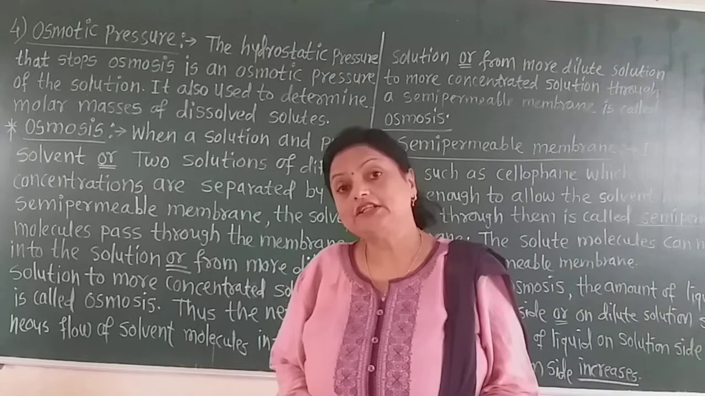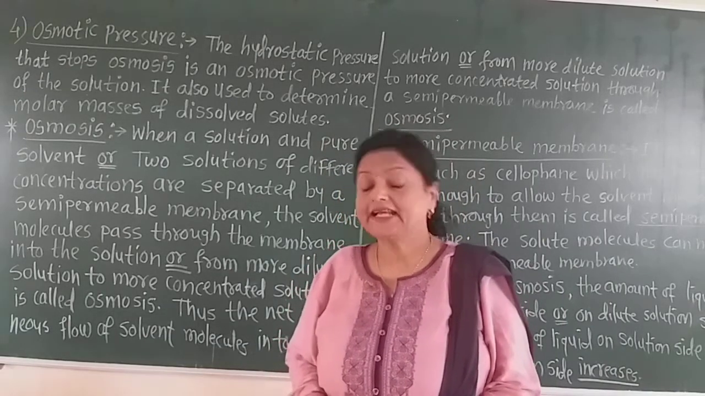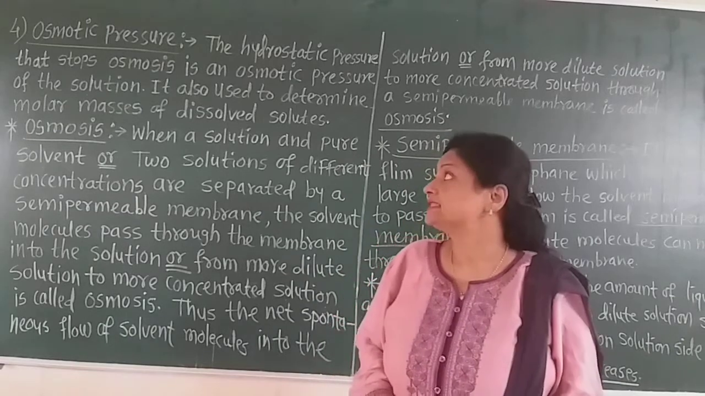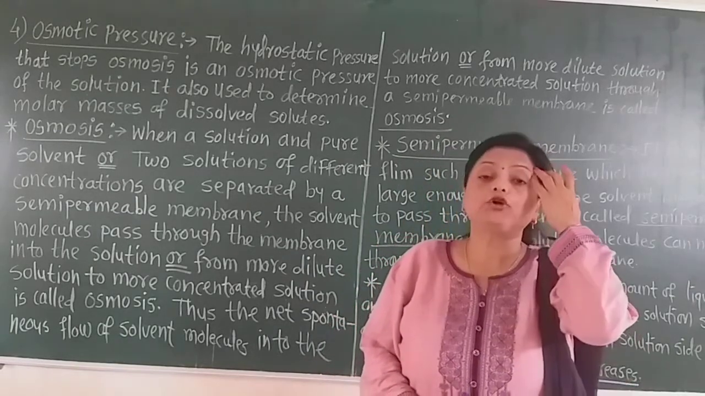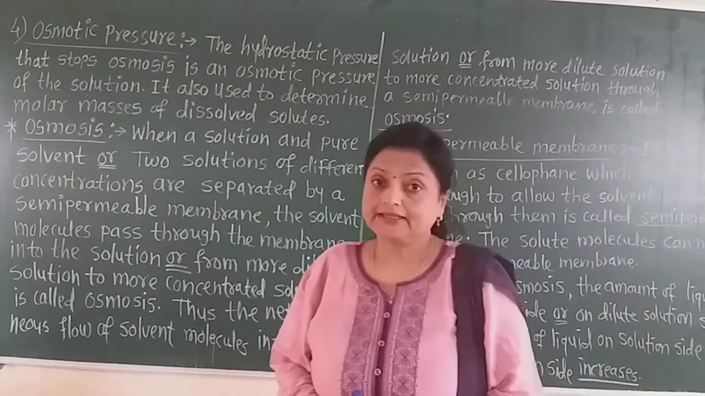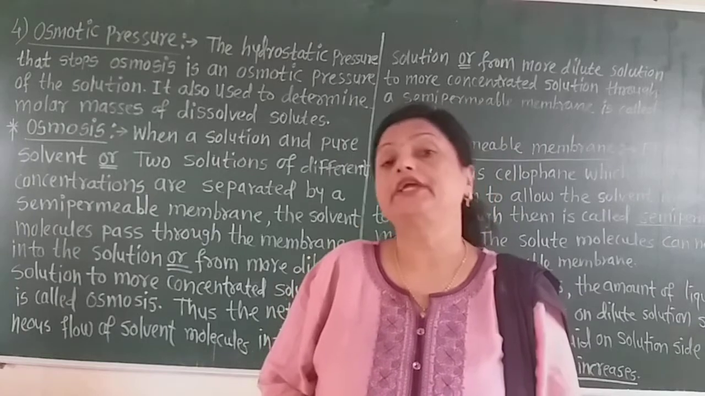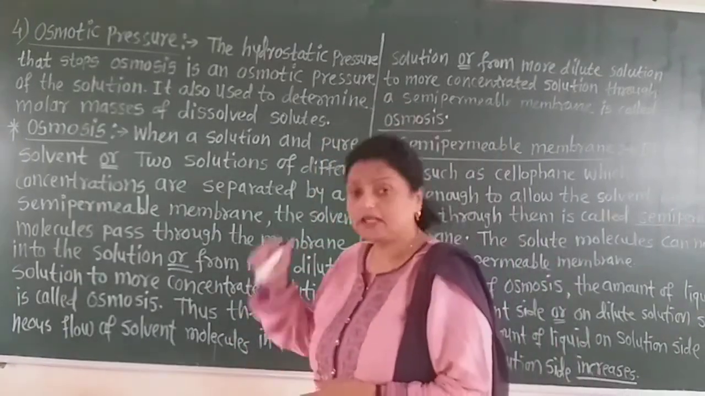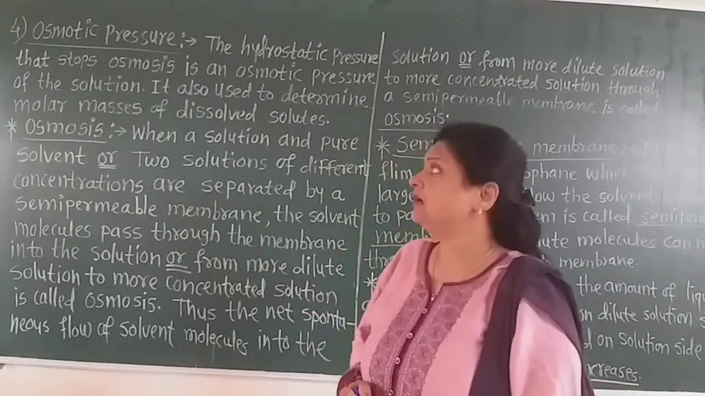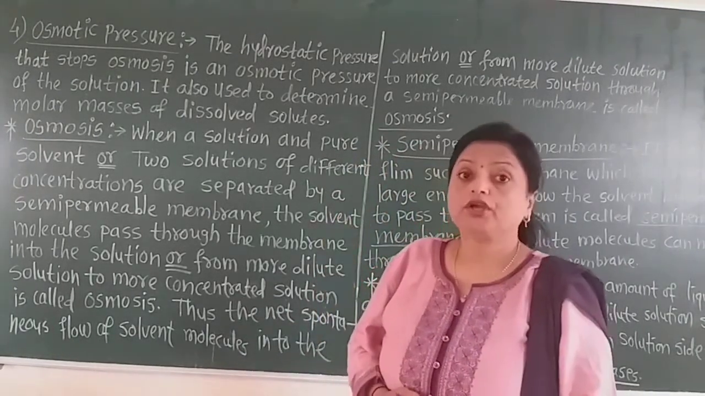We are learning the colligative properties. That is chapter number 2. In solutions there are 4 colligative properties. The 3 colligative properties we already learned are the lowering of vapor pressure, elevation in boiling point, and depression in freezing point. Now the fourth colligative property is osmotic pressure.